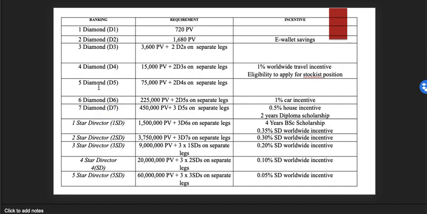And the same thing, D5, you need to have 2 D4s and 75,000 PVs. Diamond 6, you need to have 225,000 PVs and 2 D5s on separate legs. Now, as a D4, you enjoy an additional benefit of 1% worldwide travel incentive. And as a D4, you can apply for a stockist position. Even though from D2 and D3, you can actually become a junior stockist, from D4, you can become a full stockist, a main stockist.